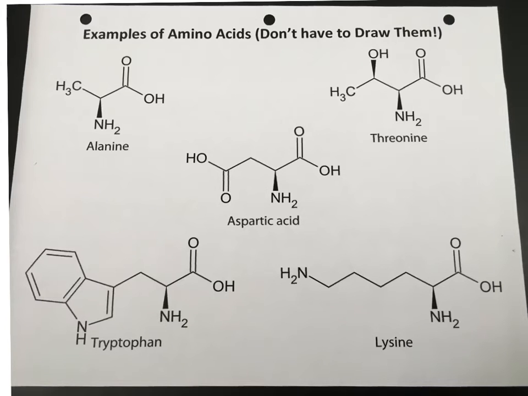So, alanine is an example, or threonine, or aspartic acid, okay? Tryptophan. This one at Thanksgiving time really shows up for us. And then there's lysine. So these are just 1, 2, 3, 4, 5 examples of some amino acids, and I just wanted you to be able to see them. Again, it's the R group that makes them different from one another.